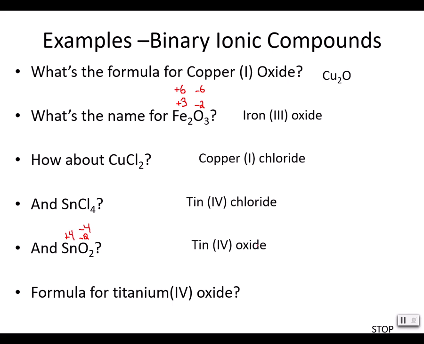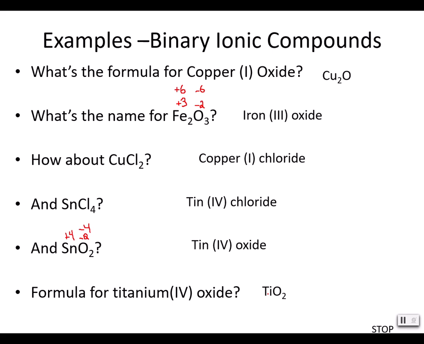And last but not least, titanium 4 oxide. If my titanium's a +4, oxygen I know is a -2, I am going to need 2 oxygens to balance out the +4 from the titanium. So that is how to tackle binary ionic compounds, writing their chemical formulas from names and vice versa.